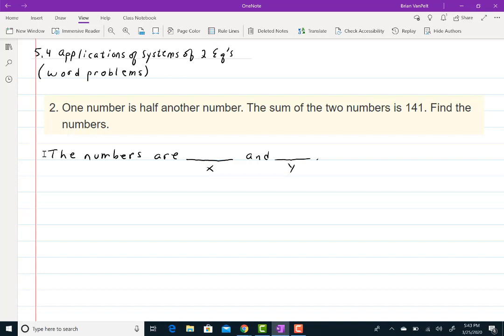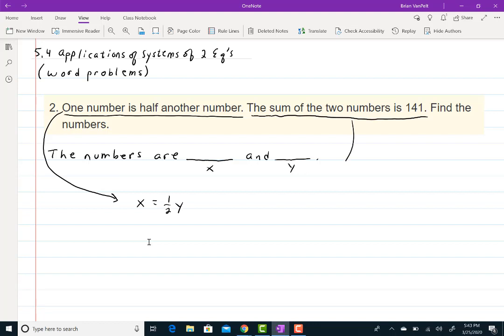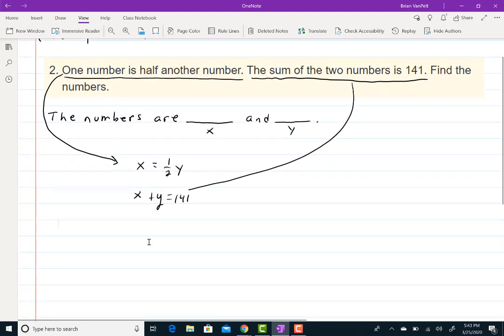So let's start with the first part of this. One number is half another number. That part right there, we could say that x equals 1/2 y. It doesn't specify which number, and so it doesn't really matter here. And then the sum of the two numbers is 141. So let me put an equation for that. That one would be x plus y equals 141. So those are my two equations.